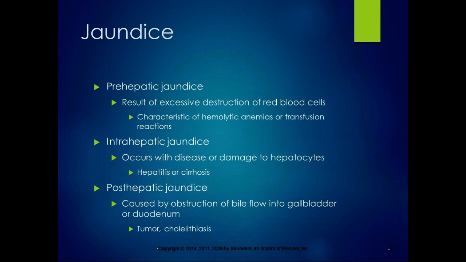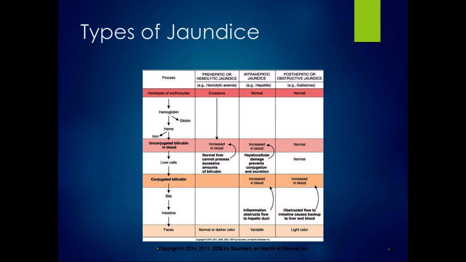Makes sense? So this is the chart from the book that has the different types of jaundice and how it is formed. I think there's a picture in the book too of what someone's eyes look like with jaundice, so maybe not. Anyway, they look yellow. The whites of your eyes look yellow, your skin looks yellow. It's definitely a very noticeable sign.